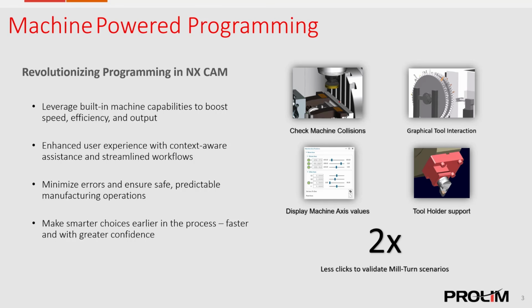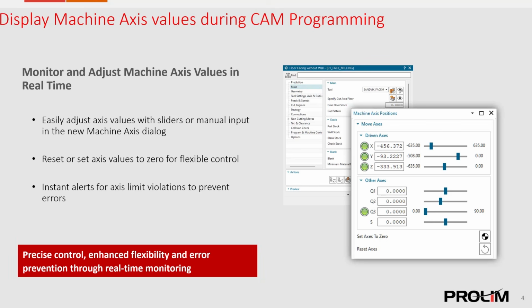If we take a look at the machine-powered programming enhancements, there has been a new enhancement where NX gives users unprecedented control and visibility over their machine operations, with the ability to view and adjust the current machine axis values of the active machine. Users can fine-tune operations in real time, ensuring precise adjustments at any point during the process.